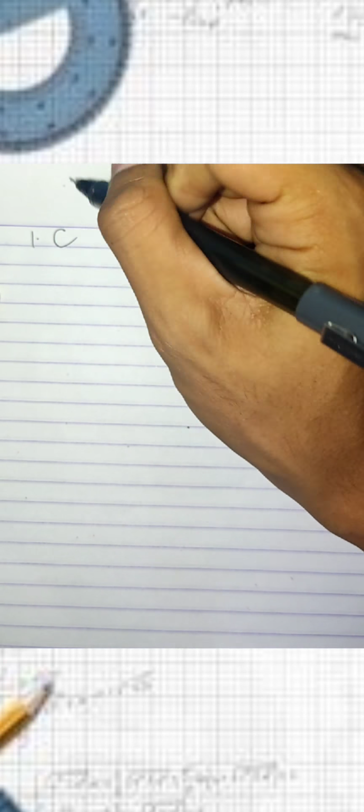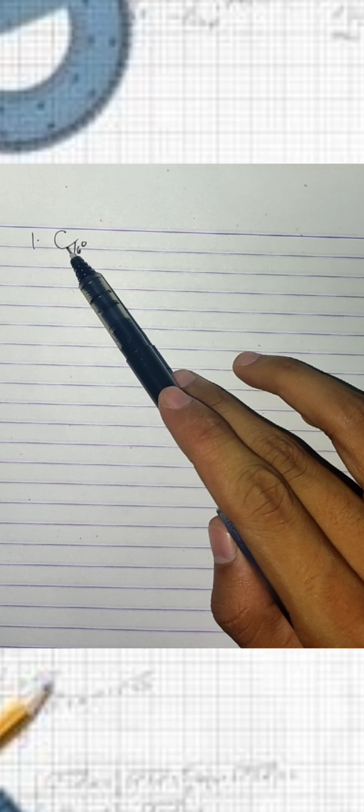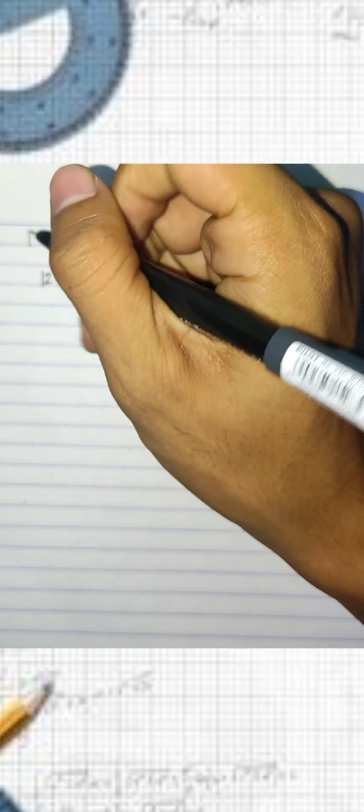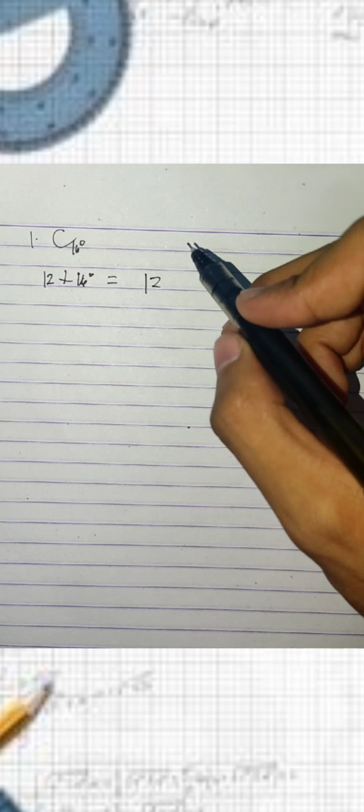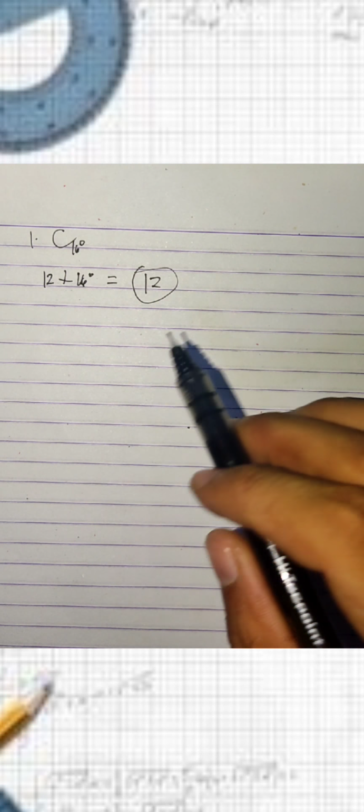So, example, meron tayong C, 16 to the 0 power. Hexadecimal siya. Ang kailangan natin is titingin tayo sa table na ginawa natin kanina. So, yung C sa decimal is 12. So, 12 times 16 to the 0 power is equals to 12. So, yung C natin is 12 siya into decimal.